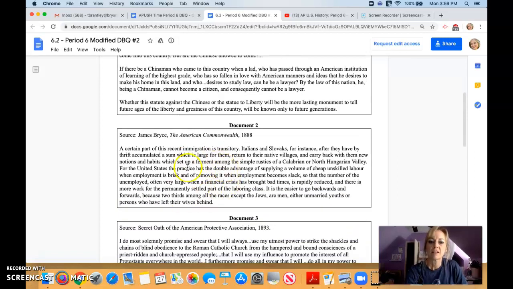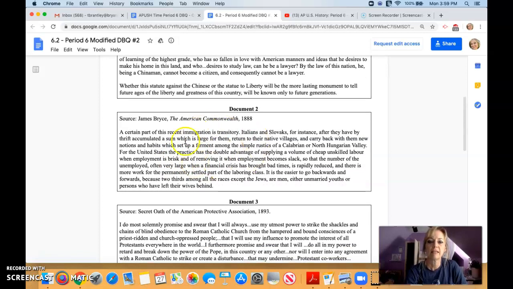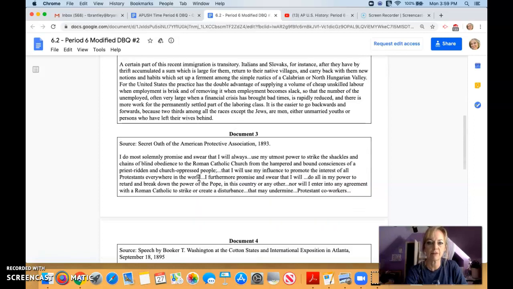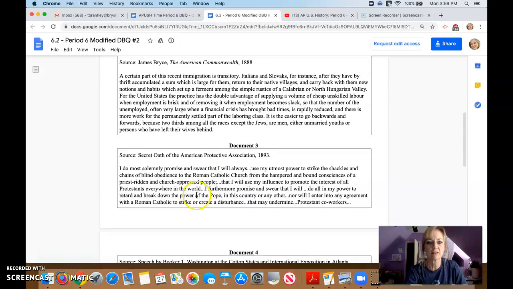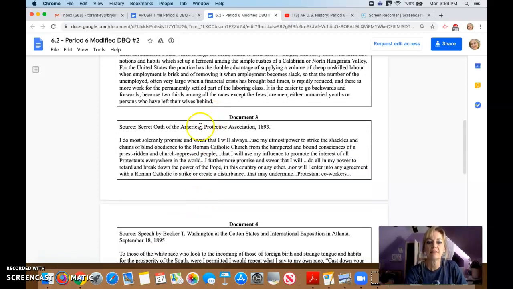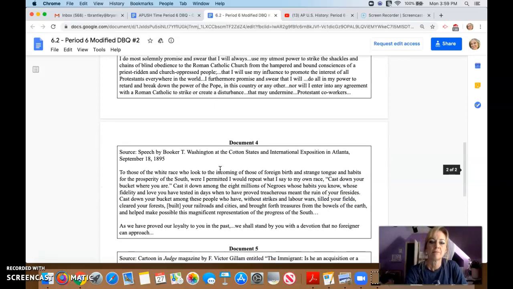Okay. Document number 2 talks about the need for cheap labor and how new immigration is providing that cheap labor. So I'm going to put that in my economic box. Document 3 is the American Protective Association, and so that goes in my cultural box because they were anti-immigrant. Document 4 is Booker T. Washington, a famous speech of his about casting down your bucket where you are.